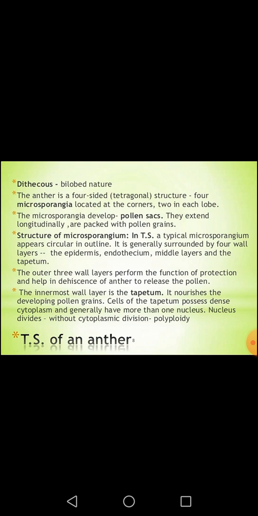Now what are their functions? The outer three layers, what are these three outer layers? Epidermis हो गई, endothecium, middle layer. These are protective in nature. मतलब ये आपके पॉलन को या जो माइक्रोस्पोरेंजियम के अंदर बनने वाले माइक्रोस्पोर्स हैं इन्हें प्रोटेक्ट करने का काम करेंगी. एंड इट ऑल्सो हेल्प्स इन द डिहिसेंस. डिहिसेंस मीन्स व्हेन द एंथर बर्स्ट्स, यानी एंथर जब फटता है और आपका पॉलन जब रिलीज होता है, इसे कहते हैं डिहिसेंस. तो डिहिसेंस की प्रोसेस में भी हेल्प करती हैं.